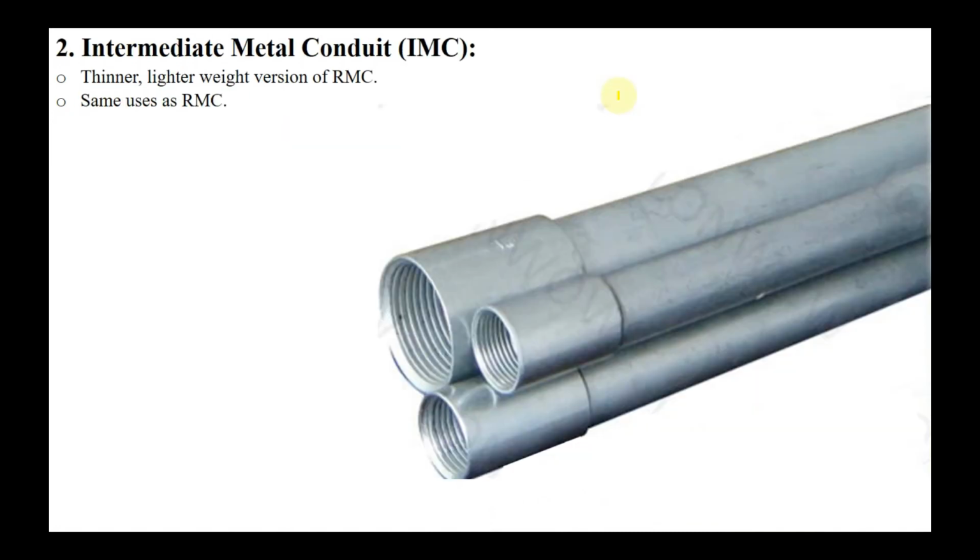Now let's move forward. The second one is intermediate metal conduit, abbreviated as IMC. It is thinner and lighter in weight compared to RMC or RGS, but it has the same uses as RGS. So in cases where conditions are not that severe, we can go with IMC instead of RGS or RMC conduit.